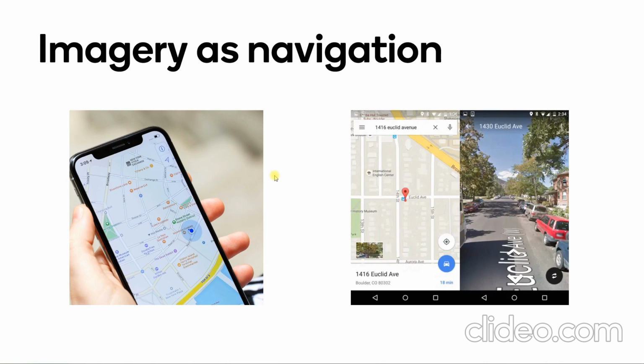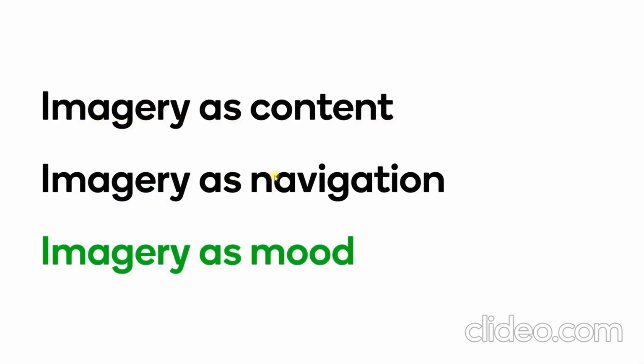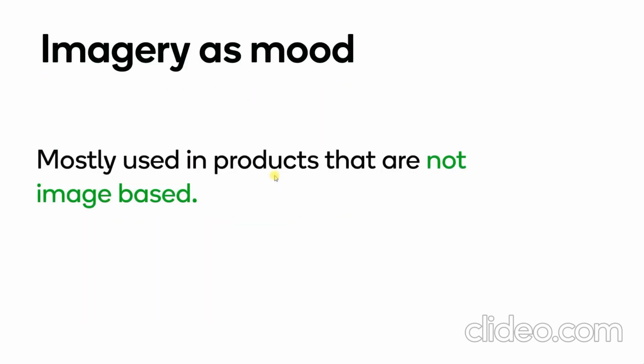So let's talk about using imagery to create mood in our designs. When we use imagery to create mood, it's usually because the product or service isn't essentially an image-based one, right? Their primary product, or what they're selling to the users, isn't the images. For example, Instagram sells images to the users, but when an image is used as mood, that is usually not the case. So for example, let's look at Lyft.